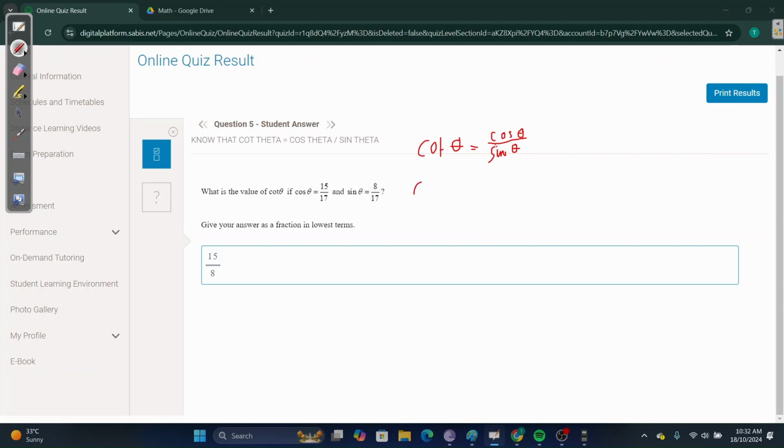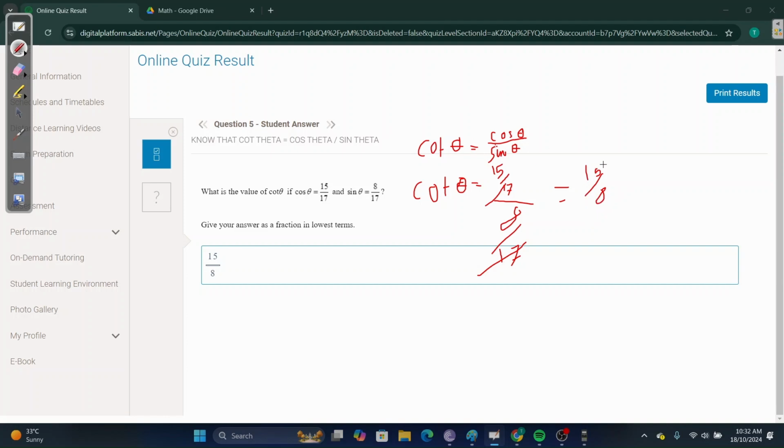So now what you're going to want to do, write that down. Cotangent of theta is equal to 15 over 17 over 8 over 17. Again, the 17s cancel out, so you're going to be left with 15 over 8. So this is cotangent theta.